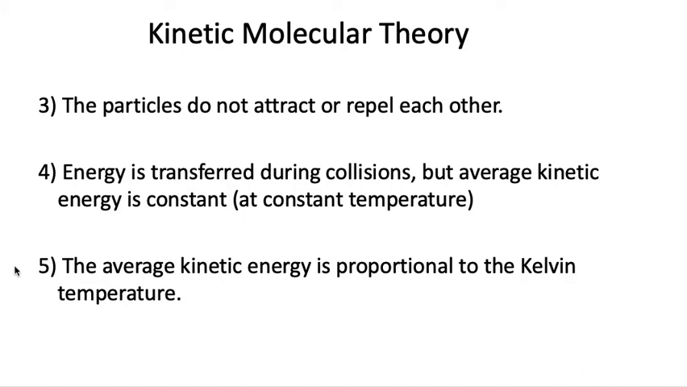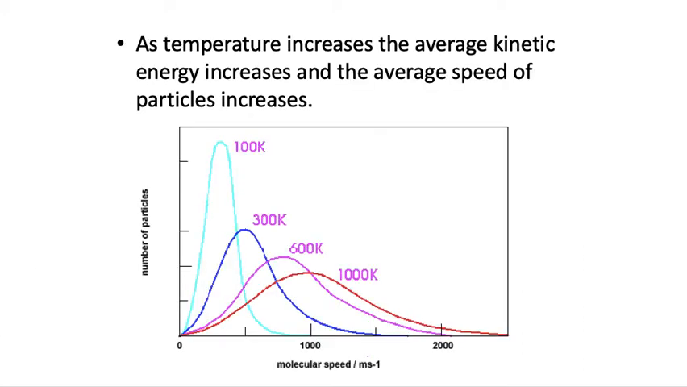And then part 5 is that the average kinetic energy is proportional to the Kelvin temperature. So when we measure temperature, we're really measuring the average kinetic energy. As you increase the temperature, the particles move around faster. This graph right here shows the particles moving around faster at higher temperatures.